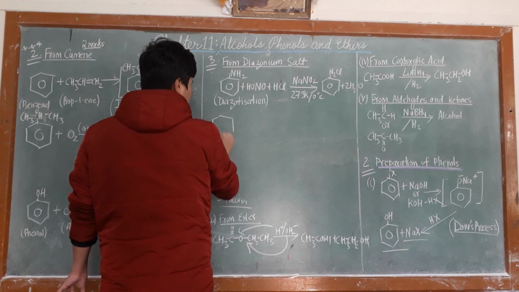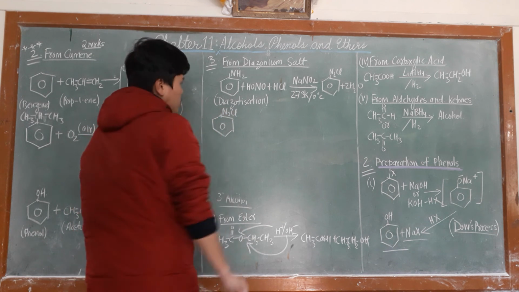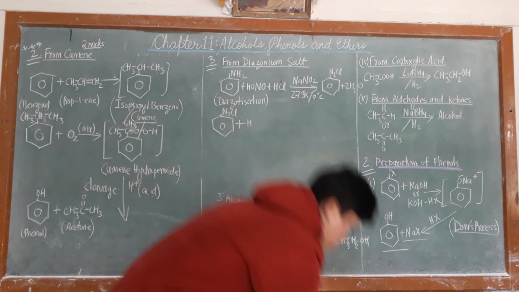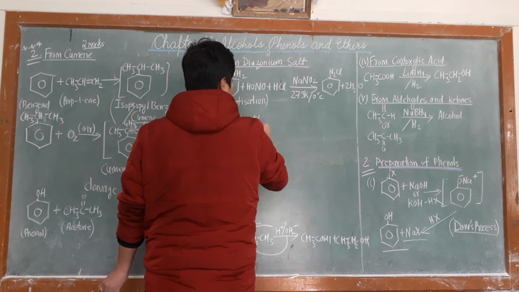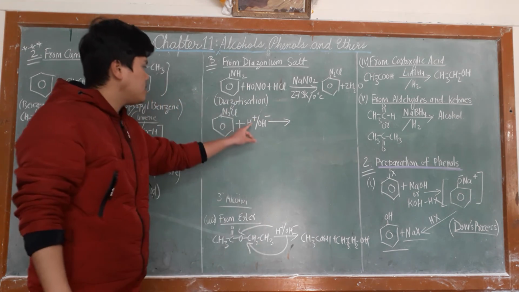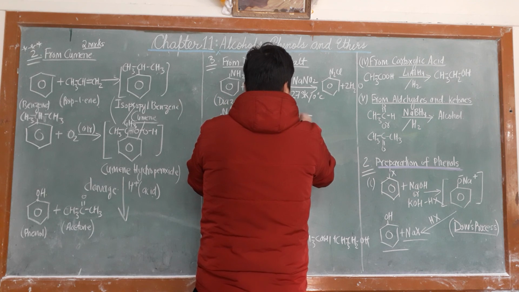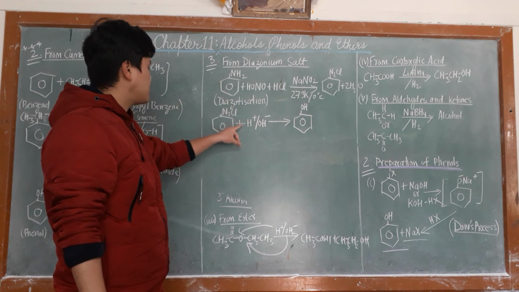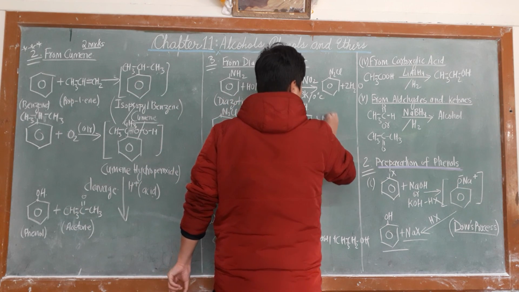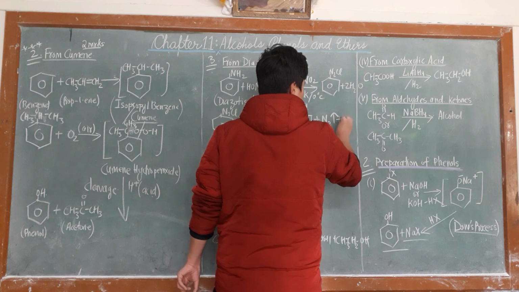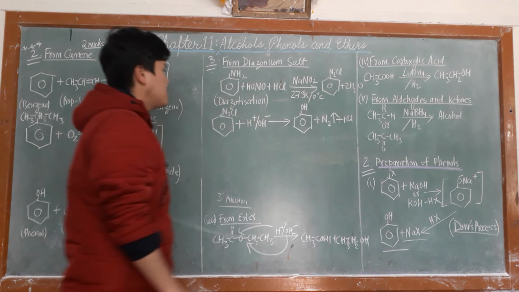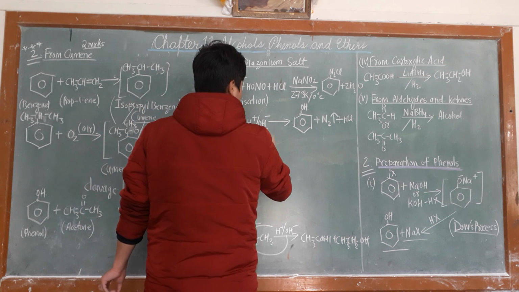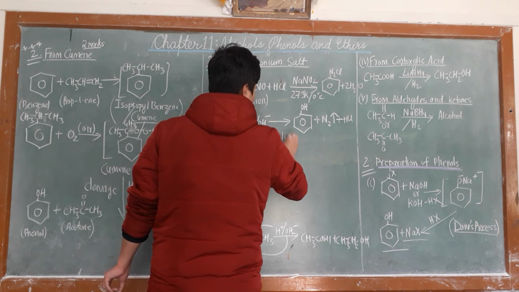Now, when you have prepared your diazonium salt, react this diazonium salt with water. That is your hydrolysis. So hydrolysis takes place. When hydrolysis takes place, you will get phenol here, plus N2 gas plus HCl. Okay, so this is the product that you will get. This is your hydrolysis.